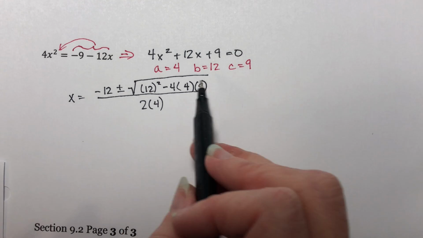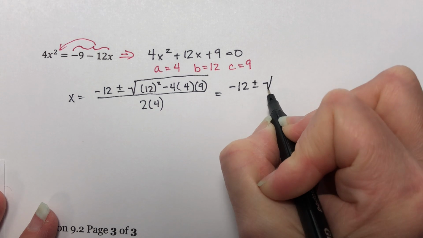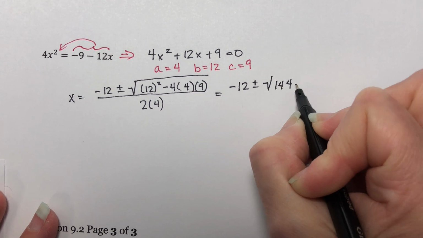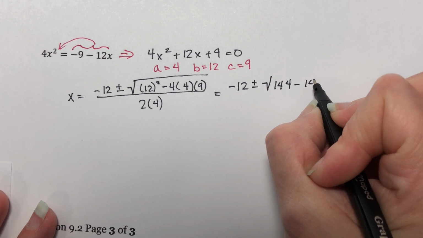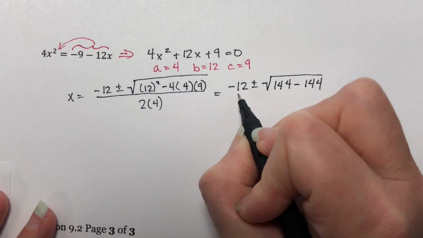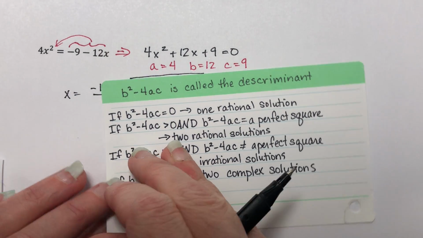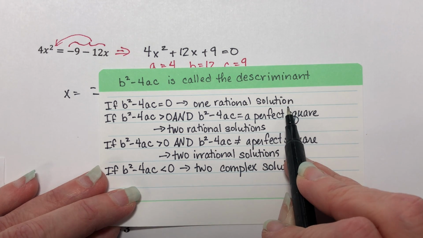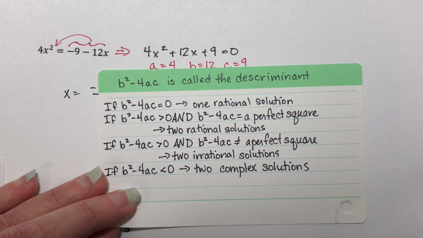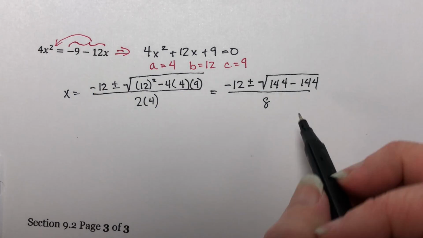Okay, so simplify inside here, and you get negative 12 plus or minus the square root of 144 minus 4 times 9, which is 144, over 8. We are finally going to be dealing with the first case of our discriminant. If the discriminant is equal to 0, then we get one rational solution. So we're only going to get one answer. Technically, we get it twice, and I'll explain that, but effectively, you're only going to have one. Okay, so this is a 0.